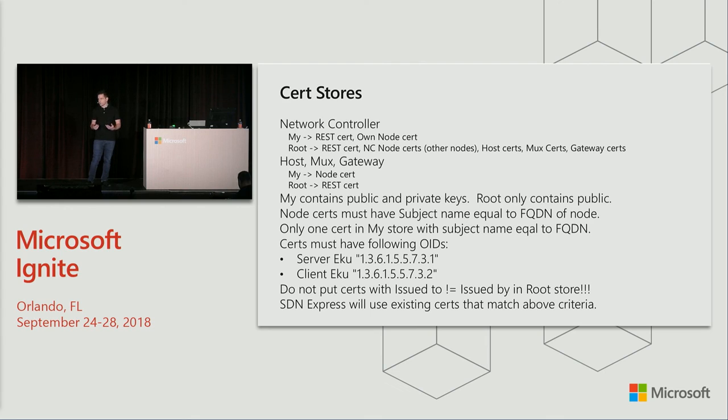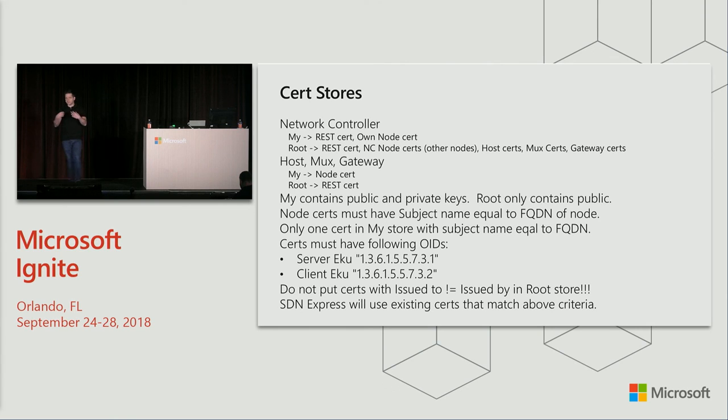Where does the network controller look for certificates? Well, it looks in the My store, so this is its personal store of the machine, for the REST certificates. So this is what it's going to use when it encrypts and where it needs the private keys to be able to do the encryption. And it looks for its own cert there as well.